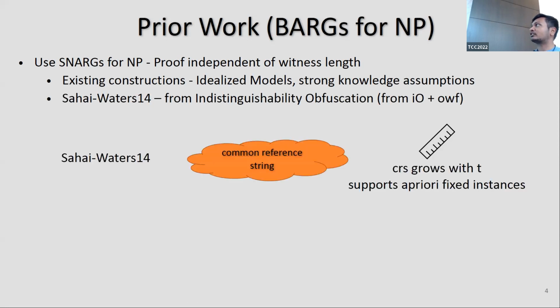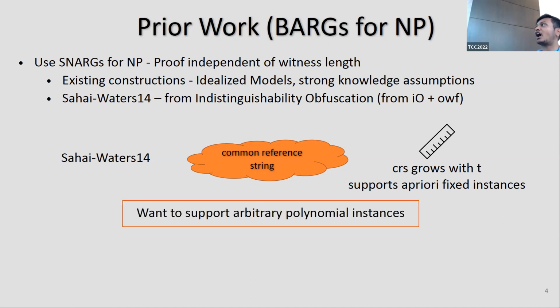But the caveat in their construction is that the CRS size grows with T, where T is the number of instances that you're batching. So if you generate a CRS up front, you can only support an a priori fixed number of instances to batch. In this talk, we want to support an arbitrary polynomial number of instances to batch.